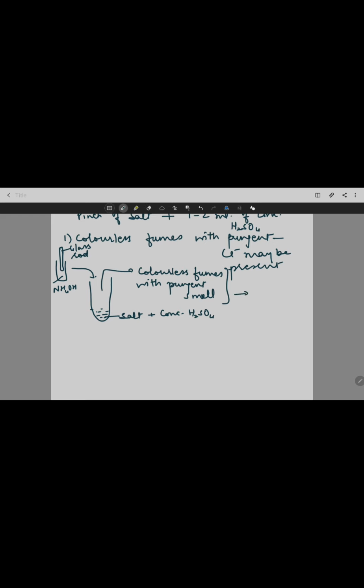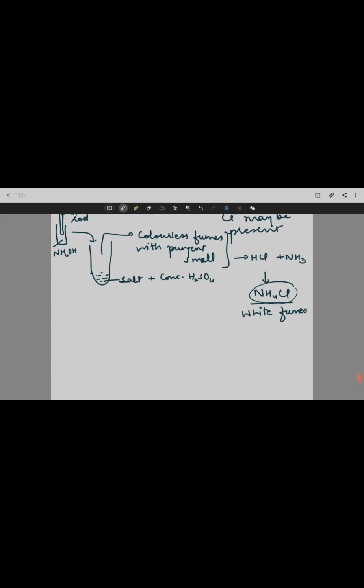So HCl gas was there, and when we brought the rod dipped in ammonium hydroxide close to it, we got ammonium chloride. So the dense white fumes are because of the ammonium chloride. This is how we can get an idea that the given salt contains chloride as an acid radical. The confirmatory tests of chlorides we will be discussing afterwards.